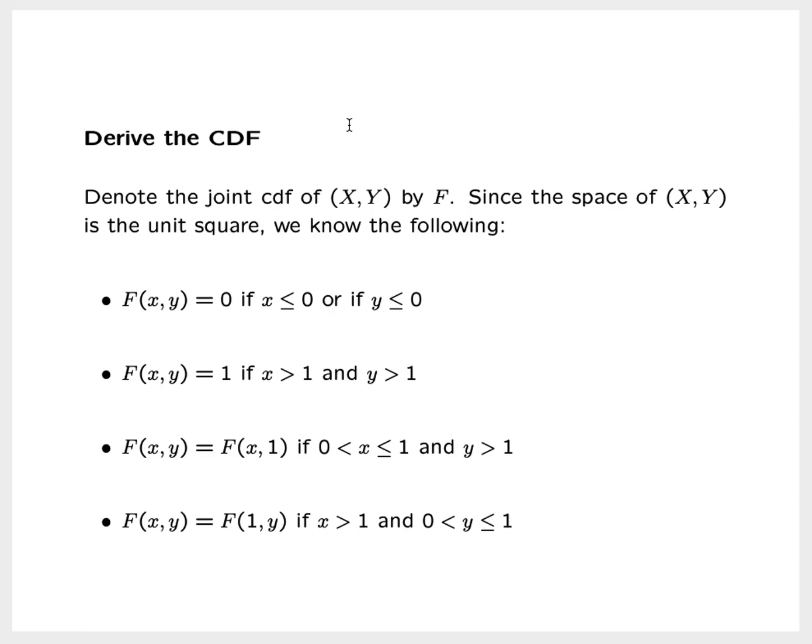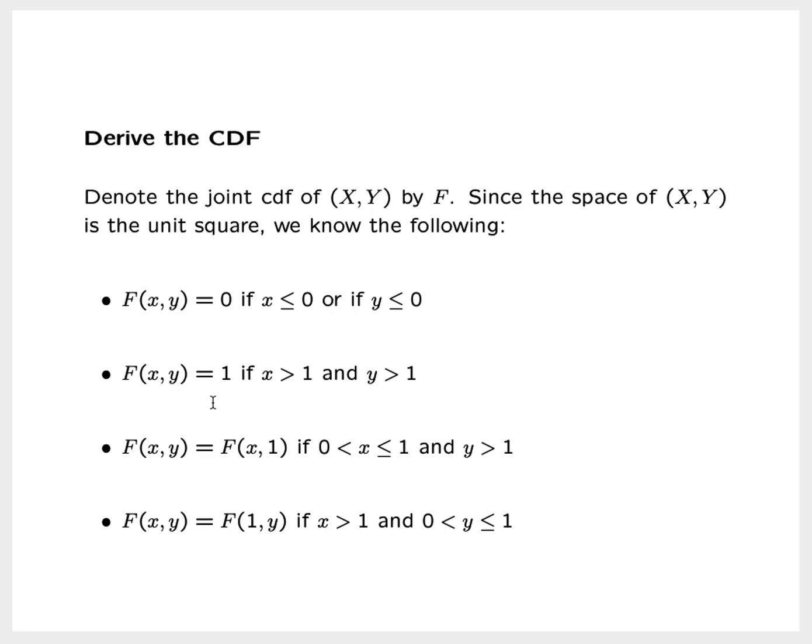Now we want to derive the joint CDF. This is where it's handy to have that picture that you drew of the sample space of the bivariate random variable. Using that picture and keeping in mind that the joint CDF is accumulating probability over regions from a given point and then down and to the left, we can know the following. The CDF evaluated at a point (x, y) is going to evaluate to 0 if either x is less than or equal to 0 or if y is less than or equal to 0, because at any such point, we have not yet accumulated any probability.